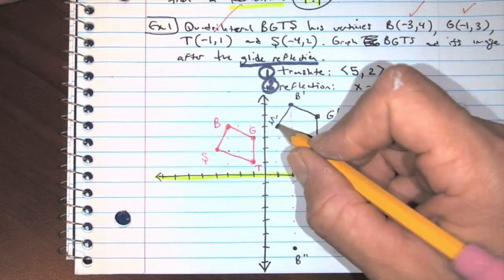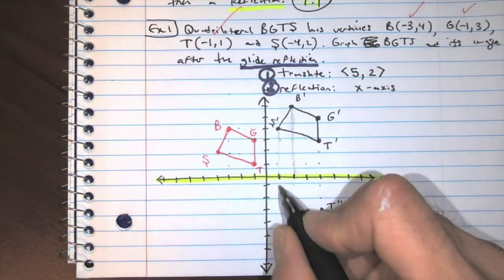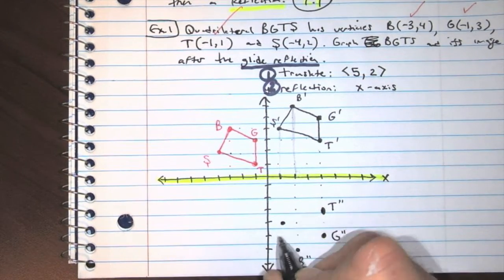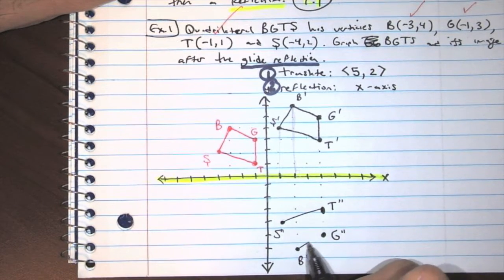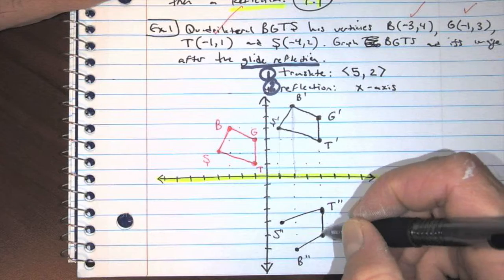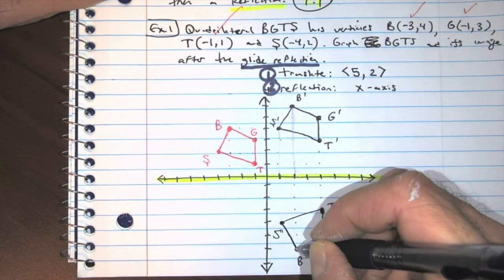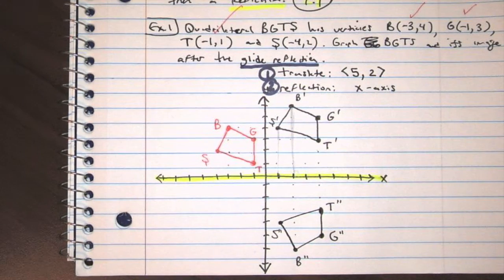And then this distance is perpendicular. So 1, 2, 3, 4. Uno, dos, tres, cuatro. Bam. There's S double prime. Connect them. Perfect. Looks good.